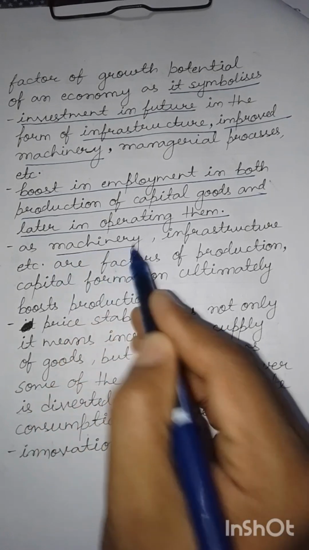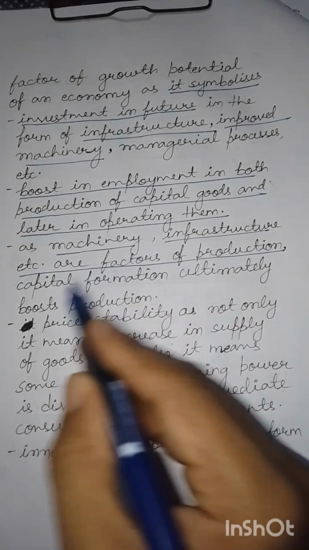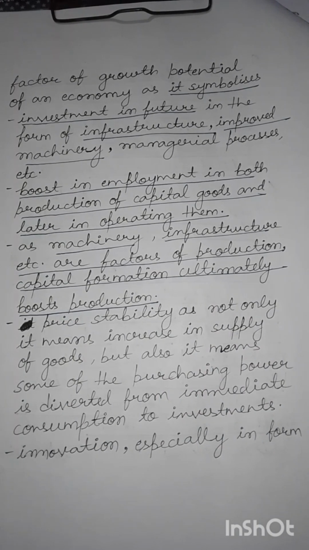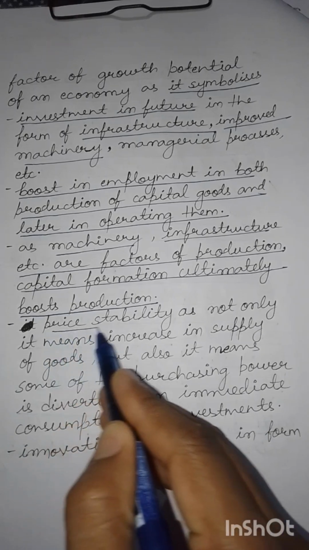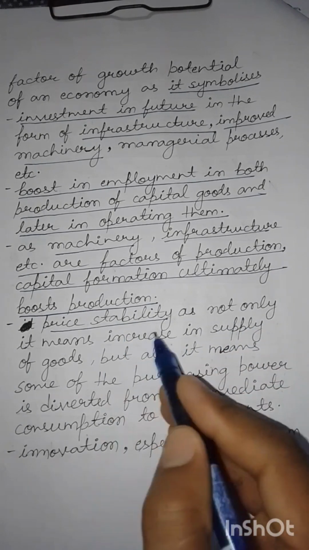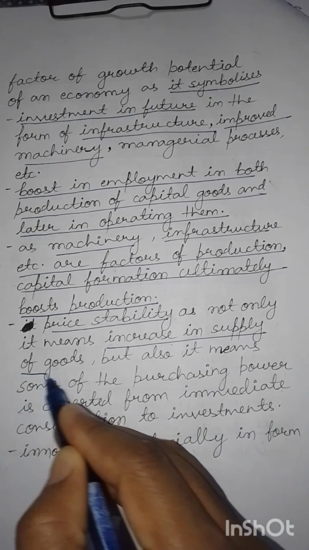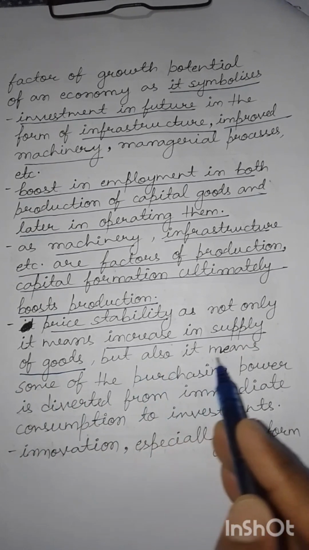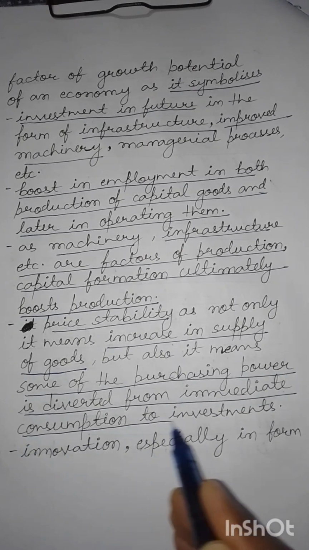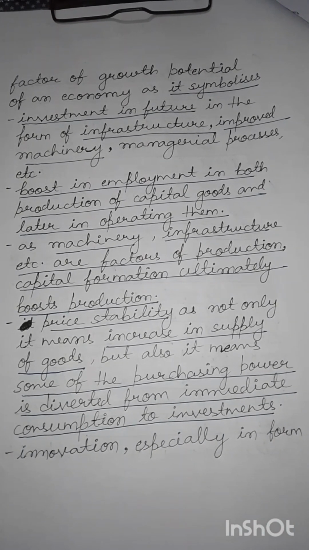As machinery, infra, etc. are factors of production, capital formation ultimately boosts production. It leads to an increase in production in time to come. Price stability: now, read this point carefully. Not only does it mean increase in supply of goods, because it boosts production, but also it means some of the purchasing power is diverted from immediate consumption to investments. That means there would be a little decrease in purchasing power, diverted to investment. Capital formation leads to price stability because it boosts supply as well as decreases demand.